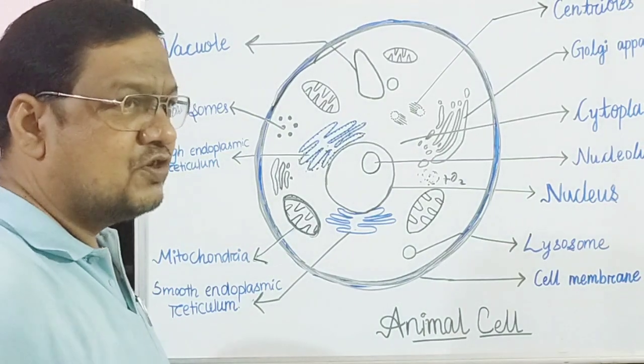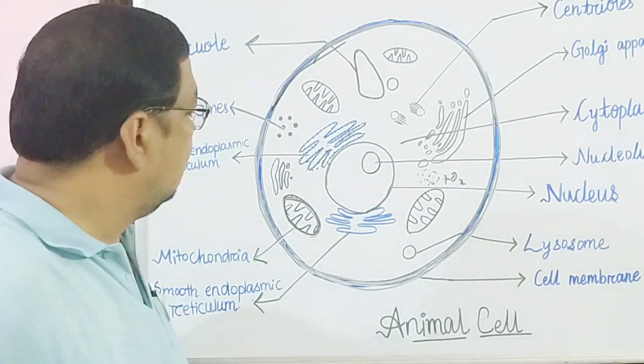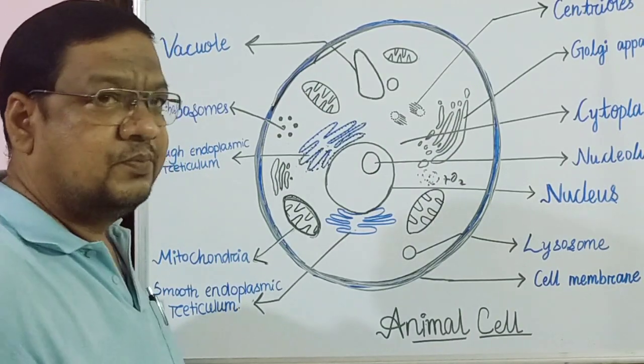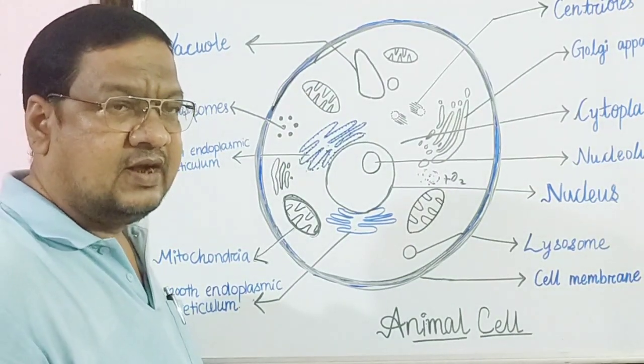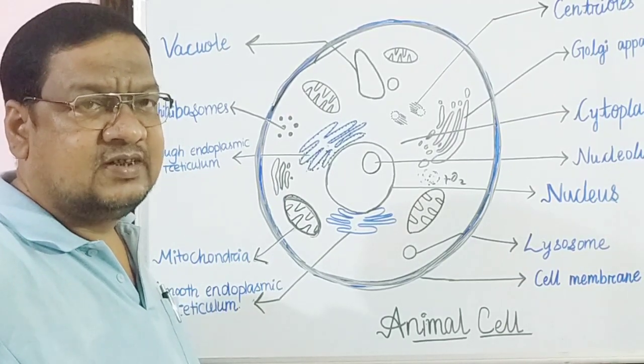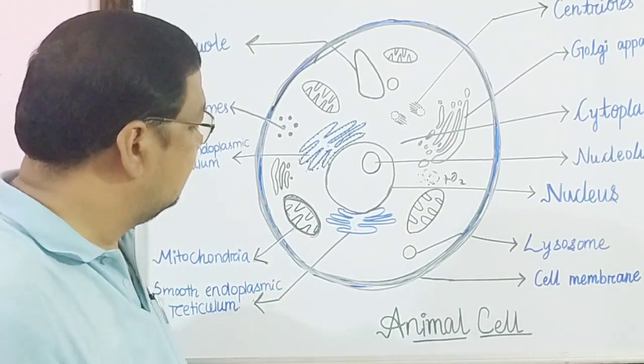This is smooth endoplasmic reticulum. What is the function of endoplasmic reticulum? The function of endoplasmic reticulum is synthesis of protein and fat and transport of protein and fat. That means the transport and synthesis of protein and fat.